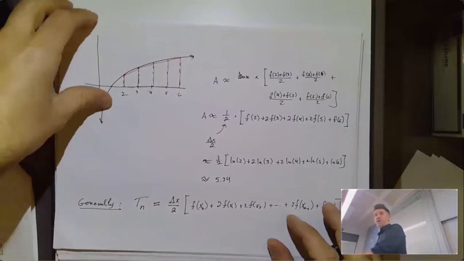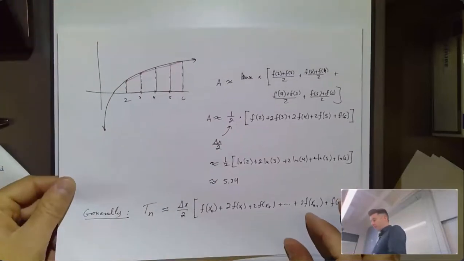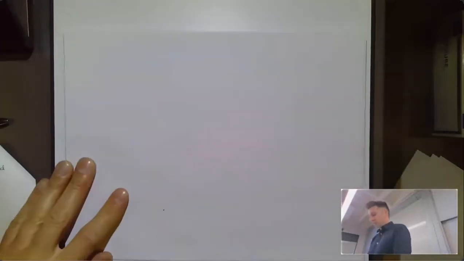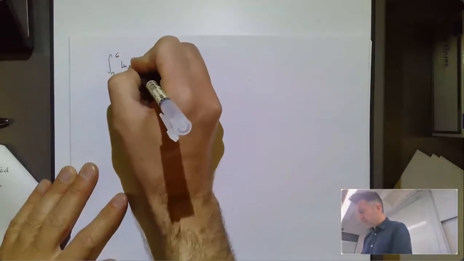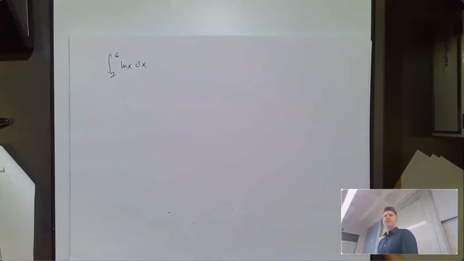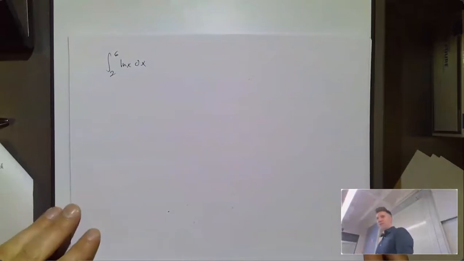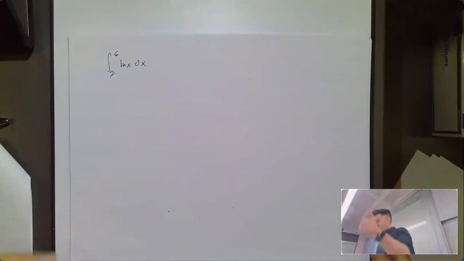So then to compare it with the actual value, what's the actual value? How do we integrate natural log of x? Have we actually done it in class? I feel like we might not have. Oh, we did? Okay. Do you remember what it is? x natural log of x minus x. Good, yeah, right on.